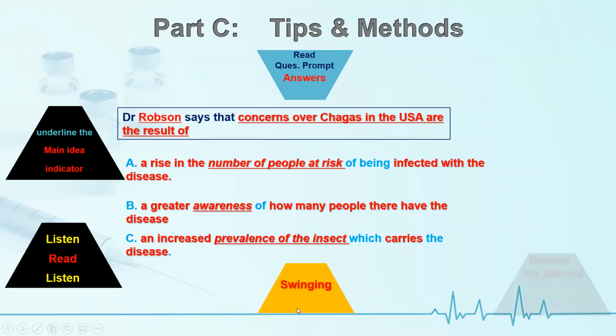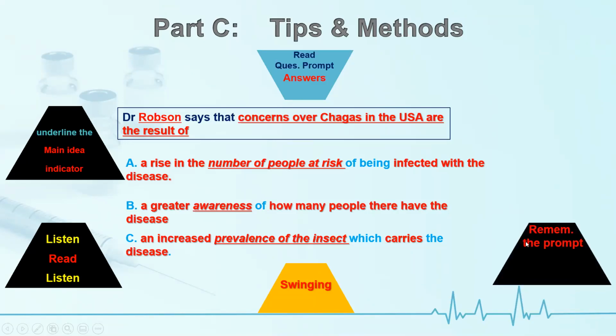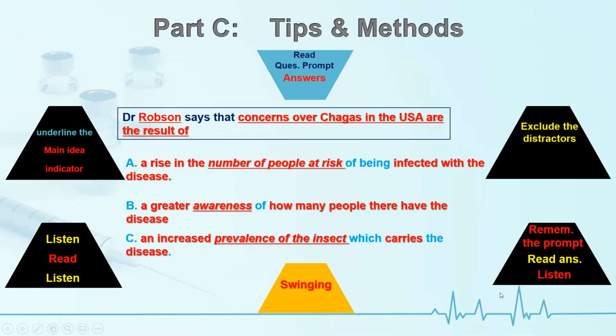Like swinging. So remember the question prompt, read the answers and listen. Then read the answers and listen. Then read the answers and listen. Then exclude the distractors and locate the correct answer. So this is how to deal with this type of questions in part C.